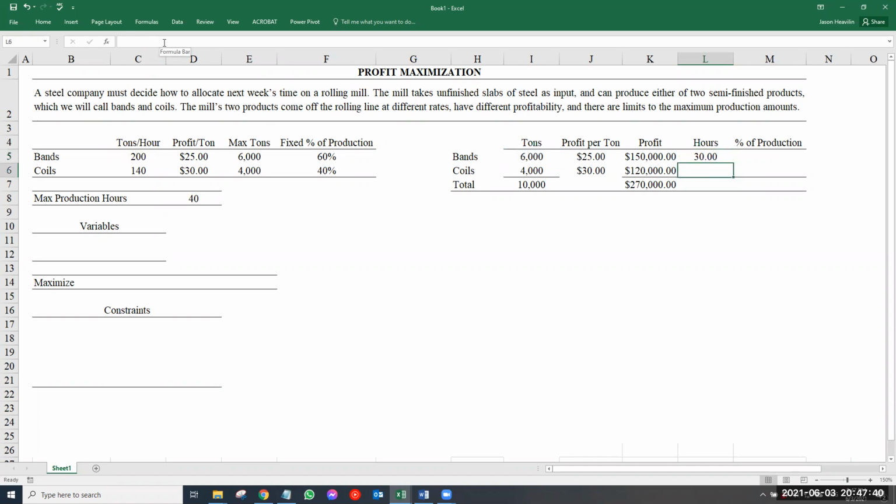We want to do the same with this here. We take the 4,000 and multiply it by the tons per hour raised to the -1, so it does the same effect. That will take 28.57 hours. Since we cannot produce them at the same time, we're going to add them both together. Now we have a problem: 58.57 hours, which is more than the 40 hours.